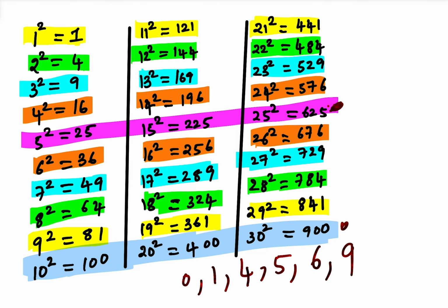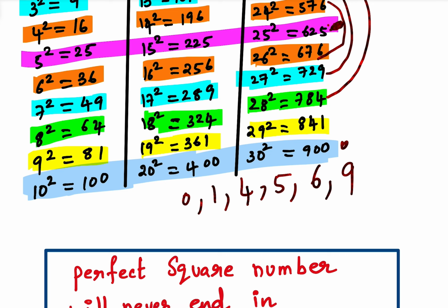Similarly, when 4 is the last digit, the square root of that perfect square number can have 2 or 8 as its last digit. Similarly, when 9 is the last digit, you can have 3 or 7. When 5 is the last digit, it will have only 5. And when 6 is the last digit, you can have either 6 or 4. And when 0 is the last digit of a perfect square number, the last digit of its square root will always be 0.